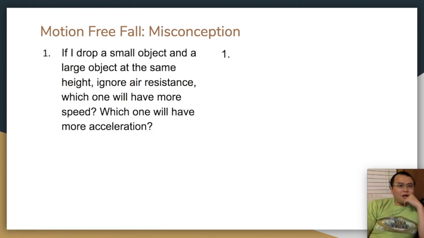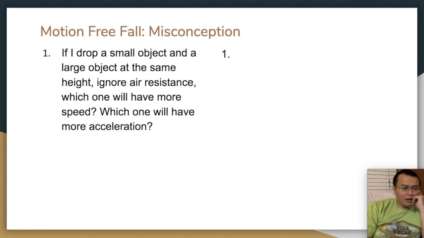If I drop a small object and a large object at the same height, no air resistance, which one will have more speed and which one will have more acceleration? So let's see if we can solve the first one first. If I drop a small object and a large object at the same height, no air resistance, which one will have more speed? Pause the video. The answer is they're both going to have the same speed because they both have the same acceleration. Okay, and this is neglecting air resistance.